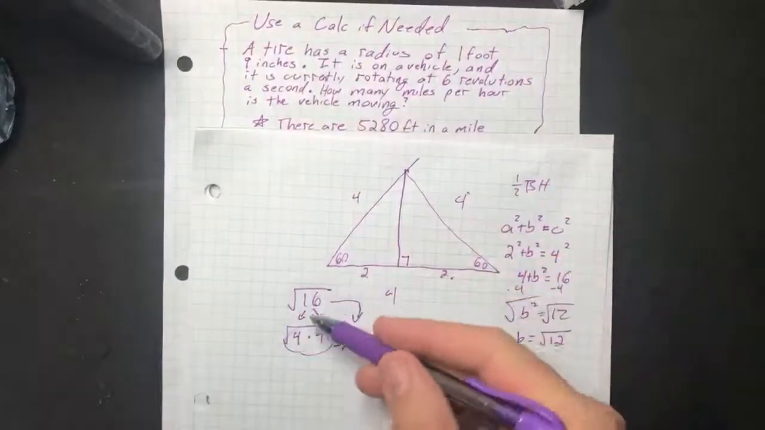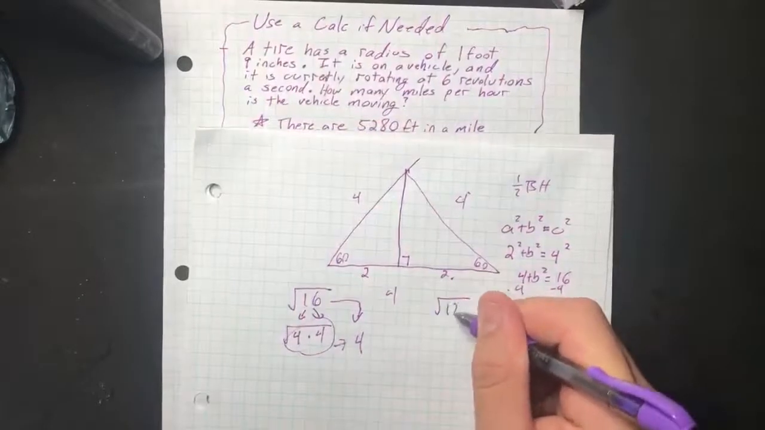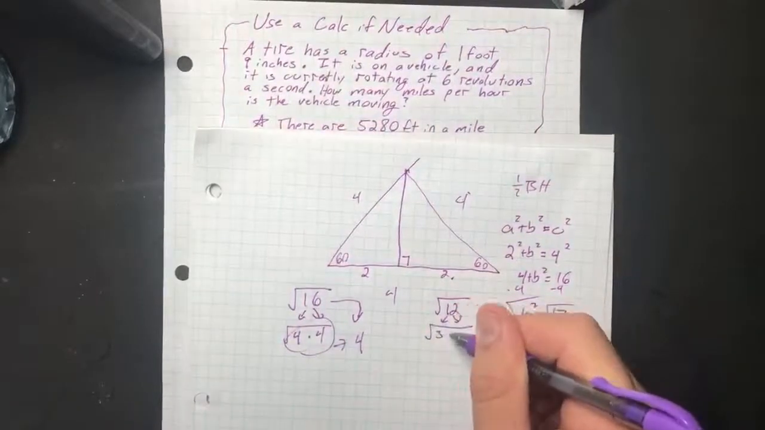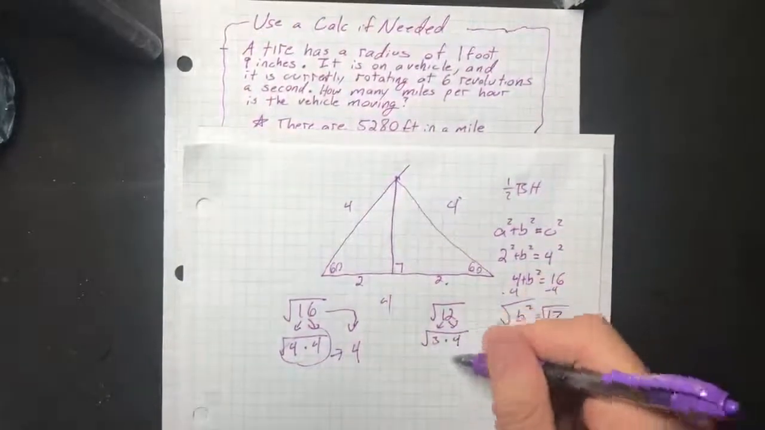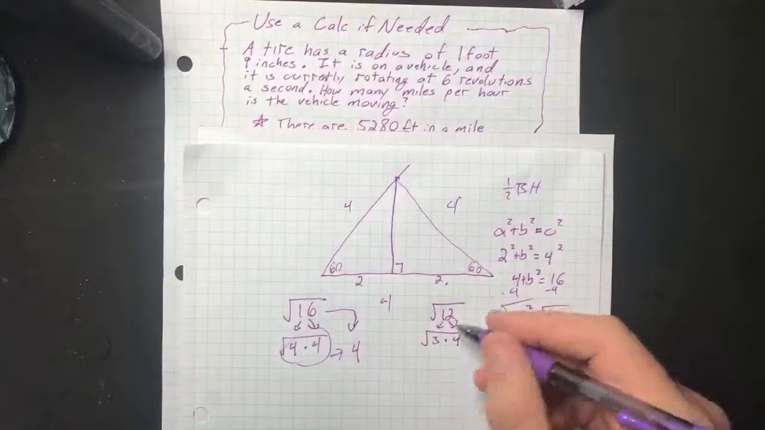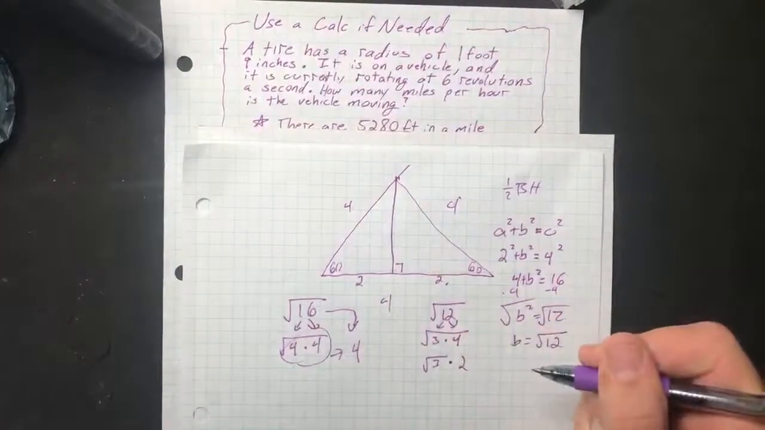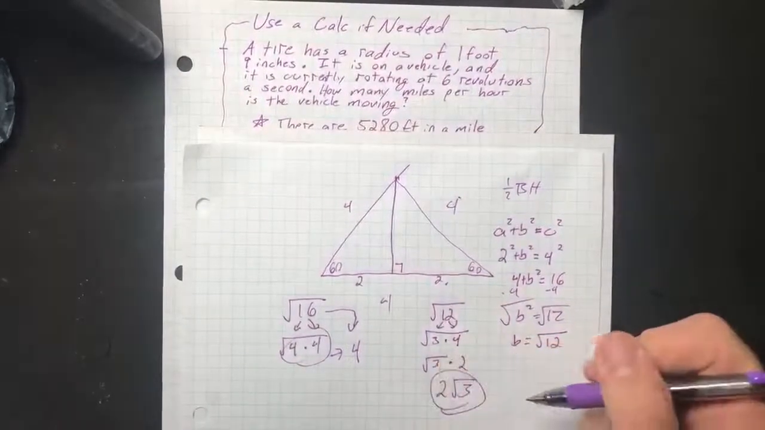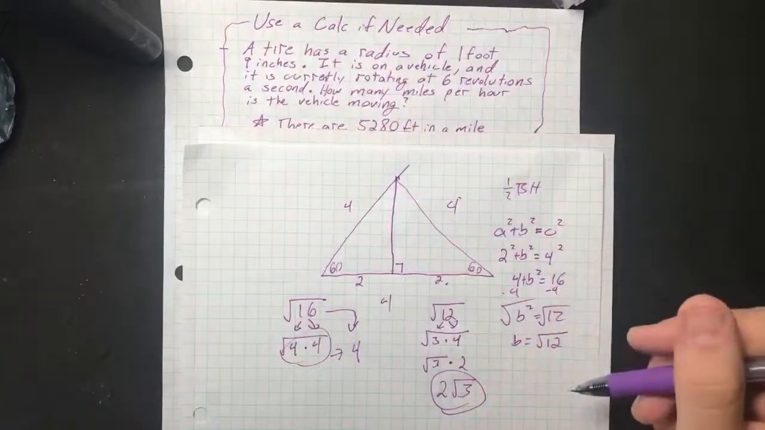Now, it's not always clean, and we're not always given perfect squares like that. So when we break down the square root of 12, what we can break it down into is the square root of 3 times 4. Now, we know the square root of 4 is 2. So really, this is rad 3 times 2. And what we end up getting is 2 rad 3. That is the height of the triangle.